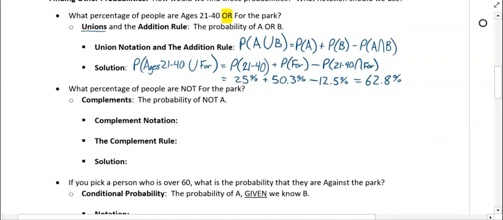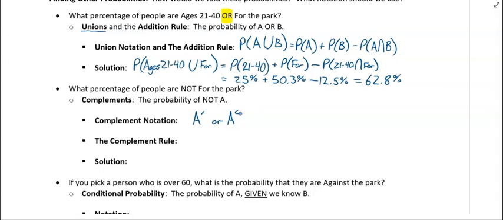So we use the complement, we say not A, and the notation here, if I'm talking about not A, we can use A prime like that, or you'll also see it written as A with a little C next to it, A complement.